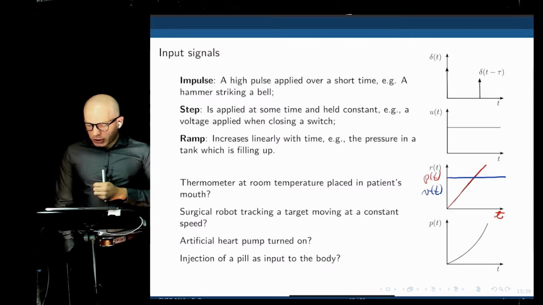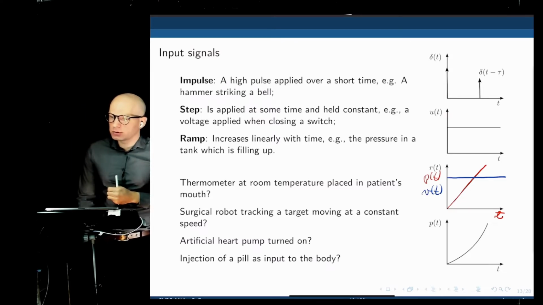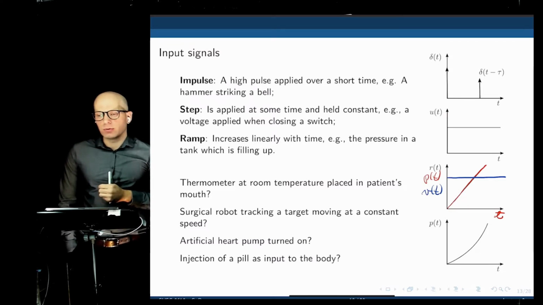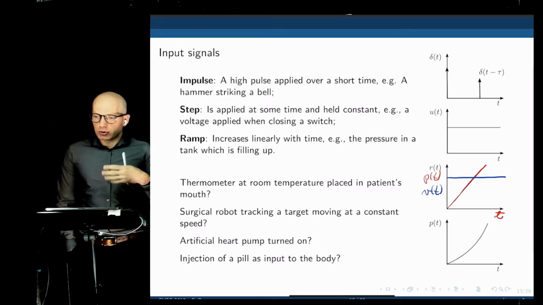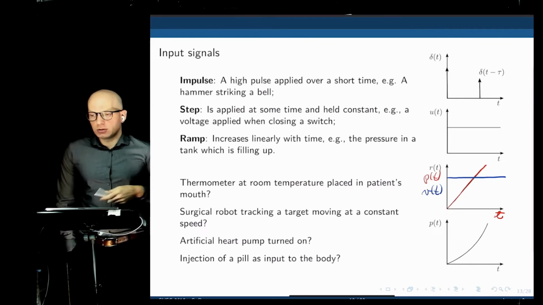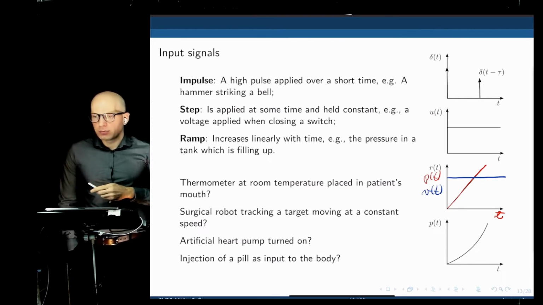An artificial heart pump turned on. If you want to control blood flow, for example, what kind of input would that be? Impulse? If we turn on to control the pressure and we want to maintain that pressure, we need to apply a step. Yep. We need to apply a step.